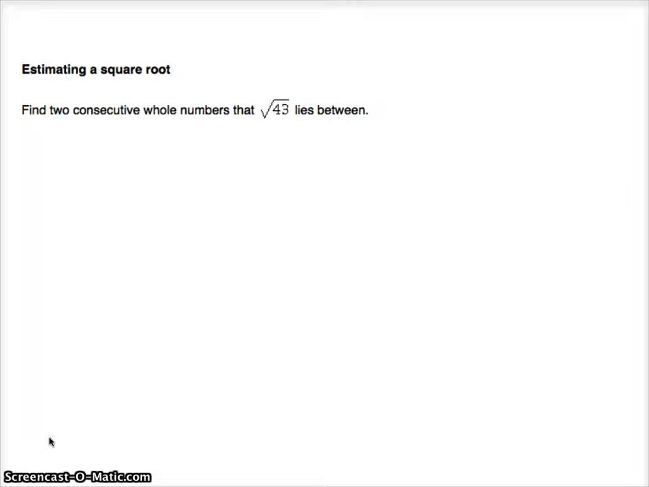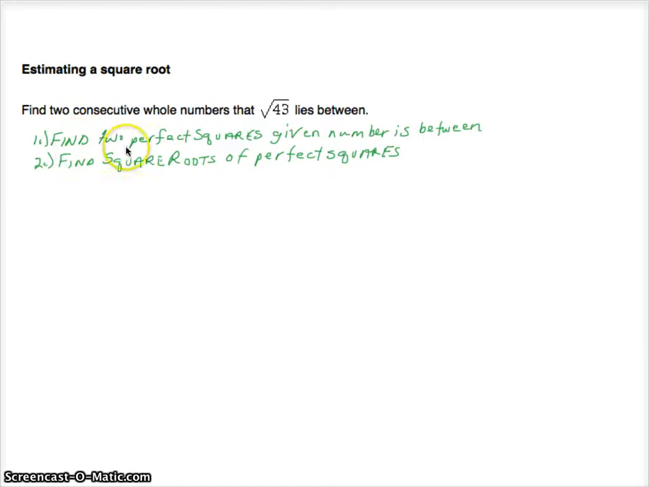So let's simplify what it's asking for. We just are looking for two integers that the square root could be between, and those are just numbers on the number line. Let's first look at how to do that. First we need to find two perfect squares that our given number is between, and then we'll find the square roots of those perfect squares. So first let's look at the number 43.